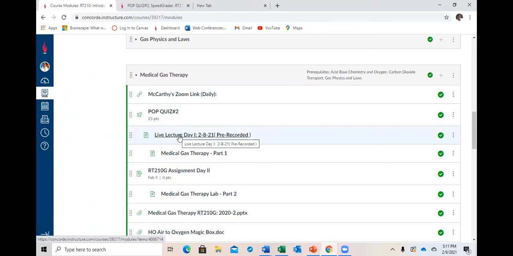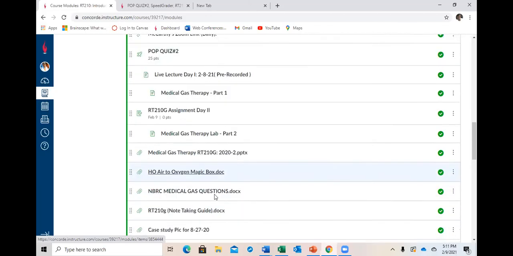Yesterday's live lecture that I gave you last night is here. Look at this right here, guys. Medical gas therapy part one, that's part of the lab. And part two, look at that lab. It showed you doing the same thing I just did. It showed me doing it, talking about it, so you can learn it. It's not too early to learn it because Thursday is your lab and your exam.